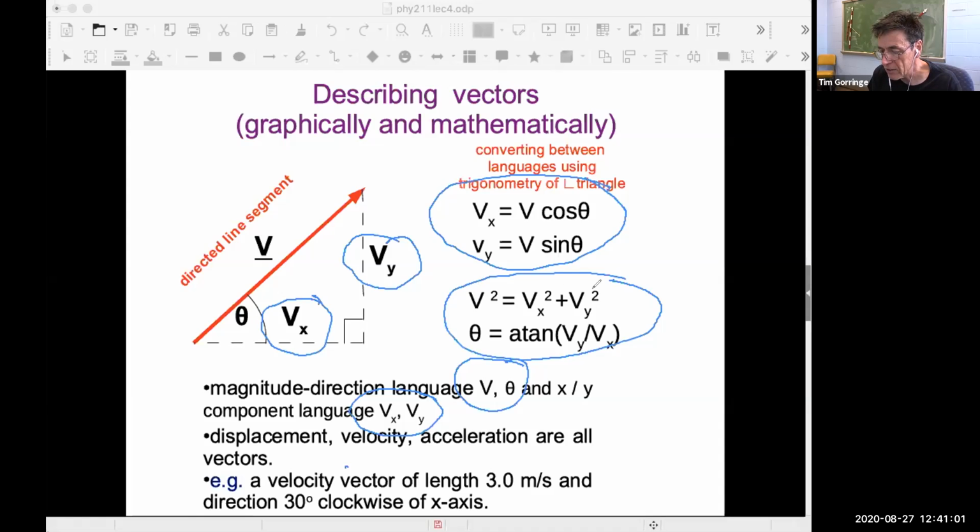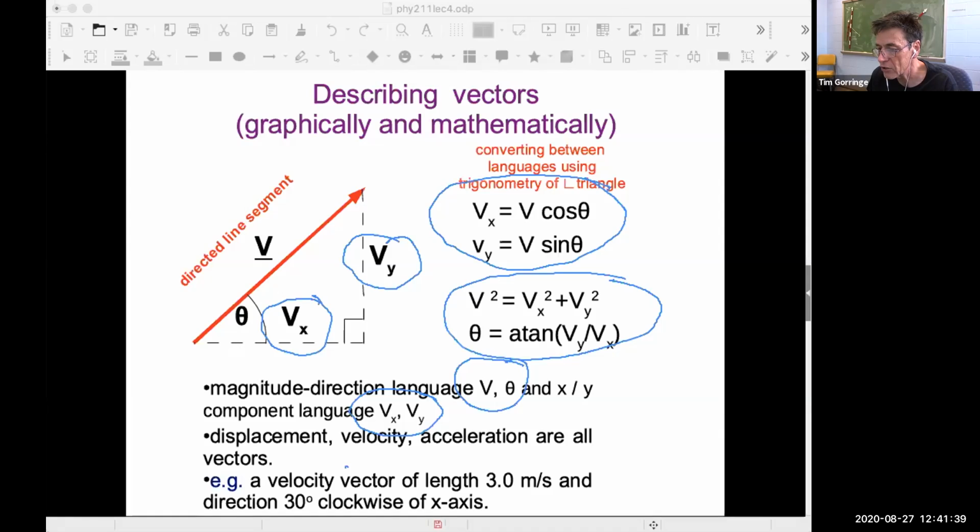So this upper equation here is Pythagoras' theorem. Again, it's just a little bit of geometry applied to this triangle over here. And then this is the angle in this corner down here, which is the inverse tangent of the opposite over the adjacent. So this is just a little bit of trigonometry. So trigonometry and geometry allow us to step between the two different languages and use them interchangeably, when one's more useful than the other.